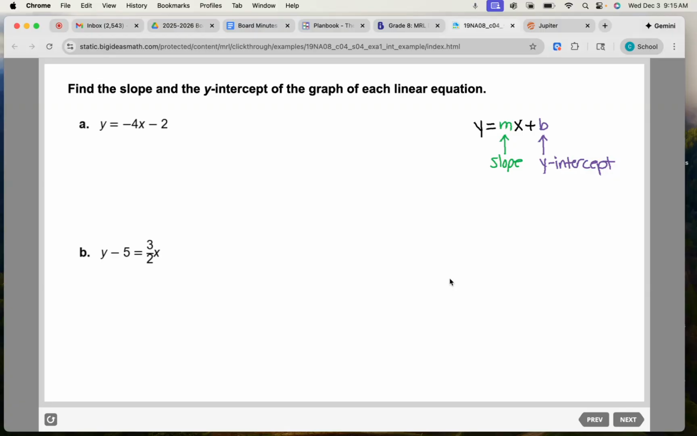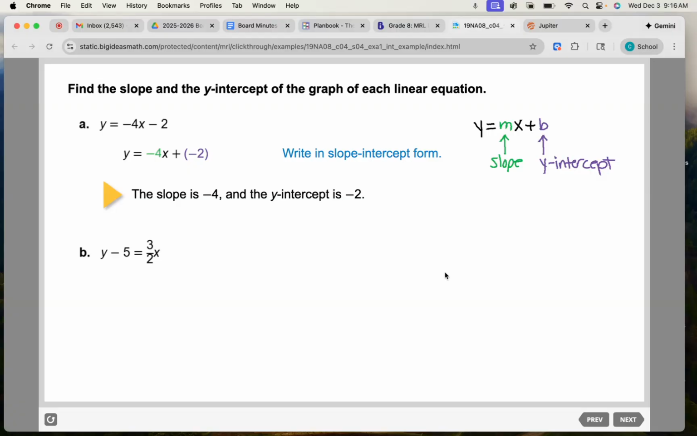Since it's in slope-intercept form, can we just tell? Yes. What is the slope? Close. Negative 4. Include the sign. So the negative 4 is our slope. So m equals negative 4. And what's the y-intercept? Negative 2. So you can say y-int equals negative 2. You can write y-int because you don't have to write out the whole word. So you just write those two things. You just identify what it is. So easy.